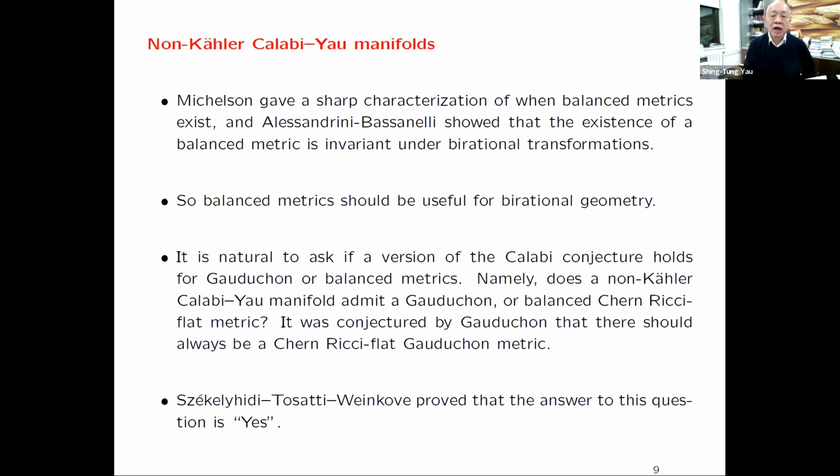So this, I think, should mean that balanced manifolds should play a rather important role in birational geometry, but it has so far not been explored yet, which I hope will be understood in the future. Anyway, it's natural to ask if a version of the Calabi conjecture holds for this class of manifolds, either Gauduchon manifolds or balanced manifolds.